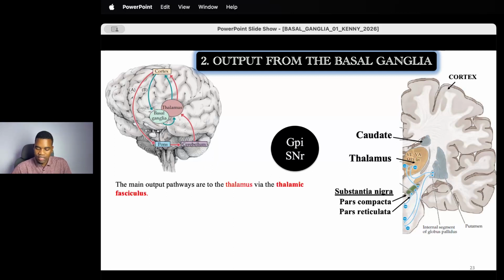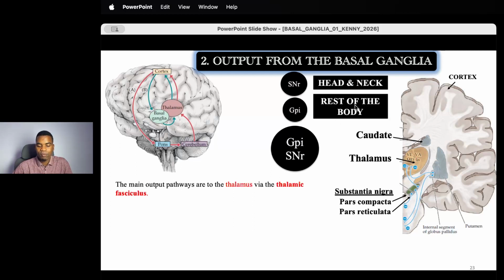These are the main output gates. But if you go into details, you will understand that the substantia nigra pars reticulata is dealing with the information about head and neck, and the globus pallidus internal segment is dealing with the information from the rest of the body. So the output from the basal ganglia system with the information about head and neck is mediated by the substantia nigra pars reticulata, and from the rest of the body by the internal segment of the globus pallidus. But remember, these are just gates. This is the way they are leaving the basal ganglia system.